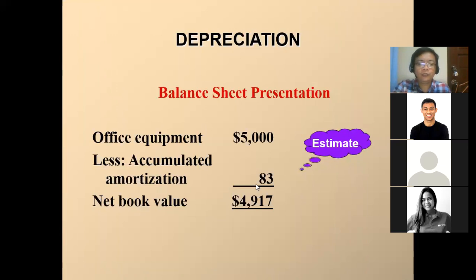So what if you have no salvage value? Do you think the net book value will become zero as time goes by? Because yearly, you will recognize depreciation expense, so our contra asset will increase, right? But if you have salvage value, the net book value will equal the salvage value or scrap value.